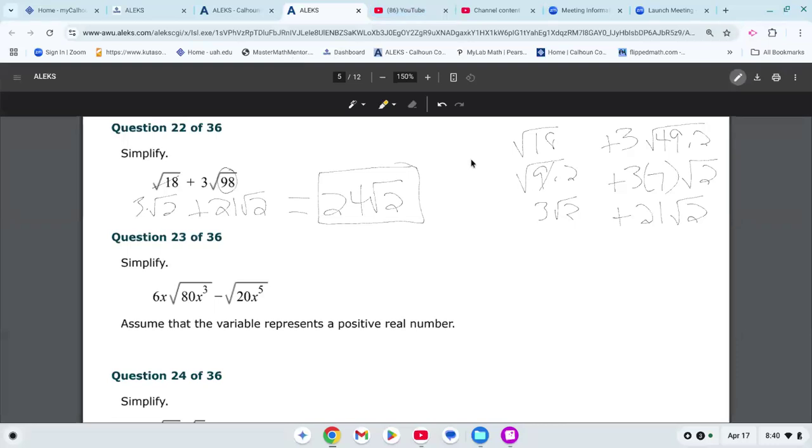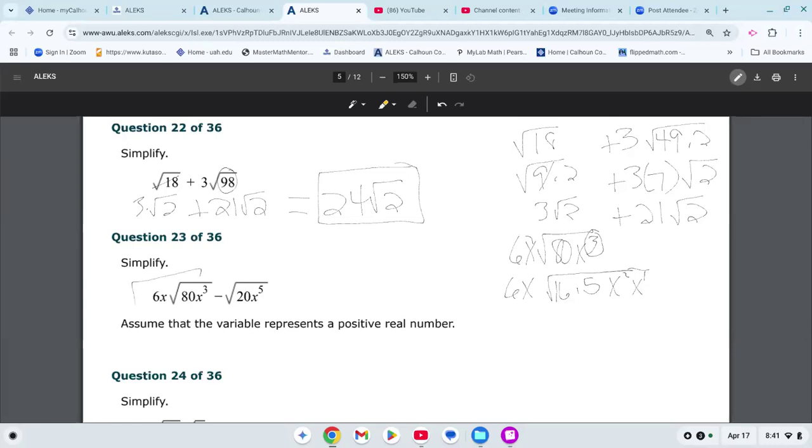Now, in number 23, we actually have to do that, but we have to do that with variables as well. So when I take the first part, which is 6x times the square root of 80x to the third, I'm going to break down 80 into 16 times 5. And I'm going to break down my x to the third into x squared and x to the first. That way, this exponent is bigger than the index, so I know something's going to come out.